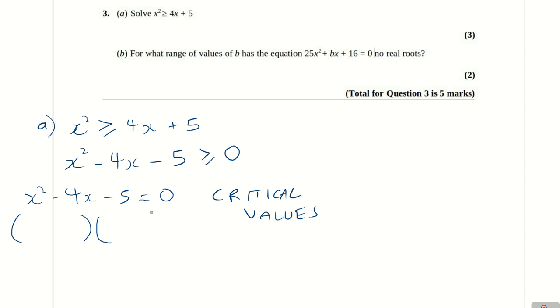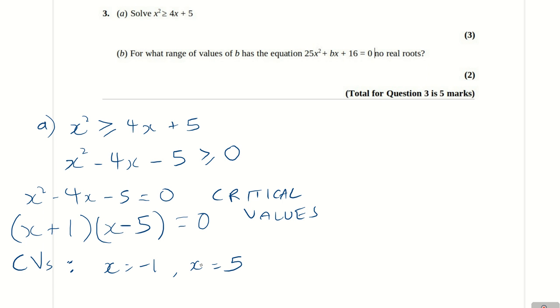And this factorises quite nicely. To get minus 5, we've got to do either minus 5 and plus 1 or minus 1 and plus 5, but because we've got the minus 4 there in the middle, it's going to have to be minus 5 and plus 1, and it works now. x squared minus 5x plus x gives us the minus 4x. Now that means the critical values are going to be x equals minus 1 or x equals 5.